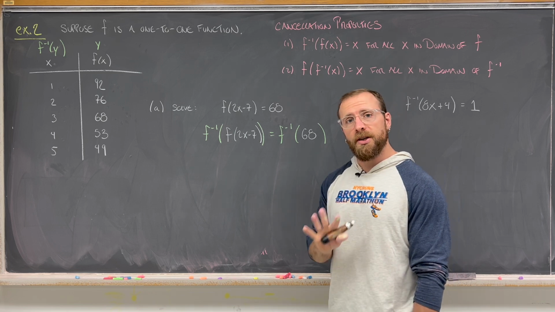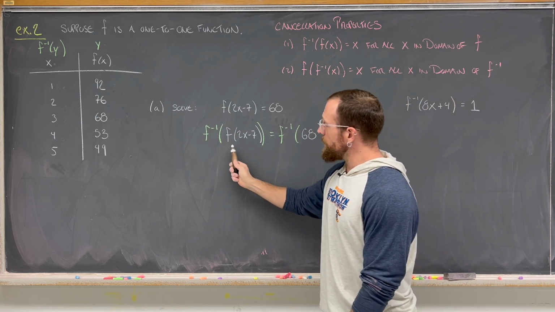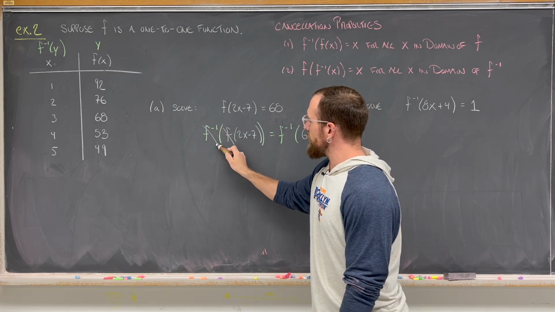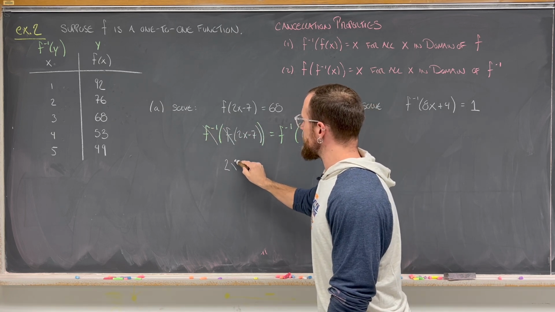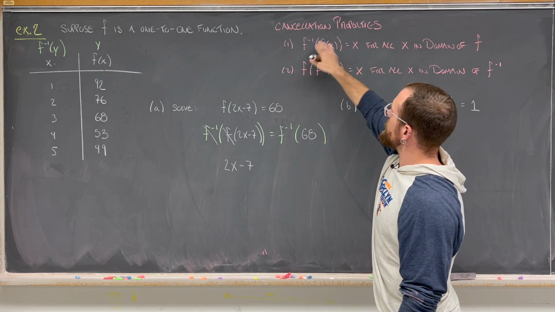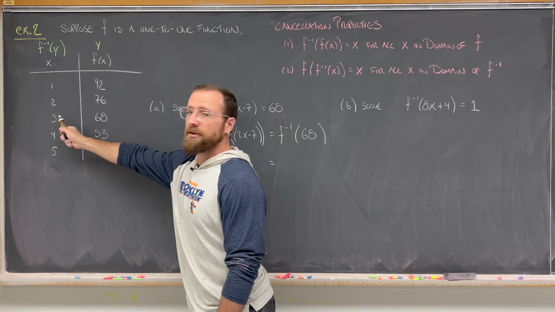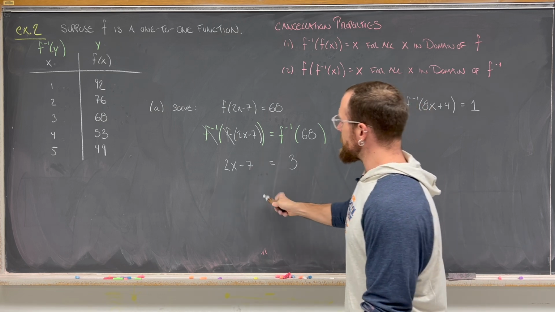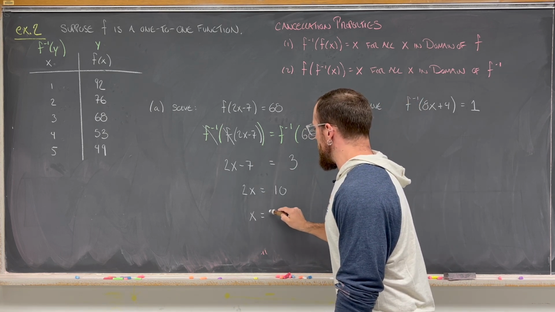Okay, and from what we were just talking about in the last example, and what's summarized here in these cancellation properties, when you compose f with f inverse, you get back what you started with. Okay, f of f inverse of x is x. F of f inverse of 2x minus 7 is 2x minus 7. That's what this cancellation property is trying to say, that when you compose those two functions, you get back what you started with. And on the right-hand side, I actually know what f inverse of 68 is. It's 3. So this equation boils down now to just 2x minus 7 equals 3. If I add 7 to both sides, I get 2x equals 10. And if I divide both sides by 2, I discover that x equals 5.